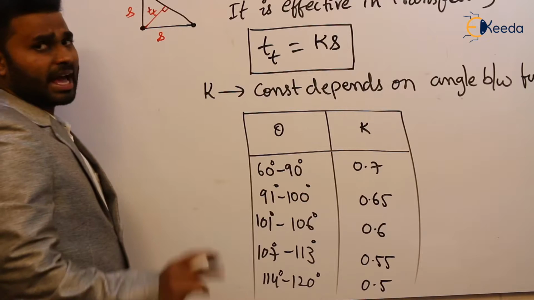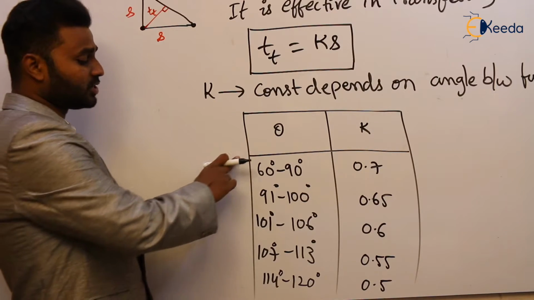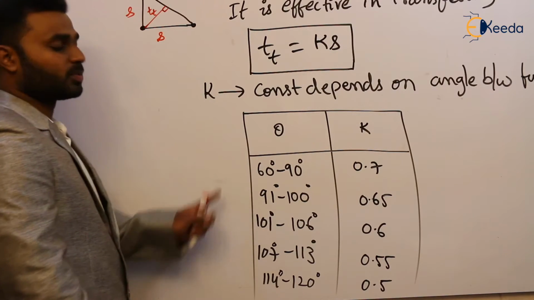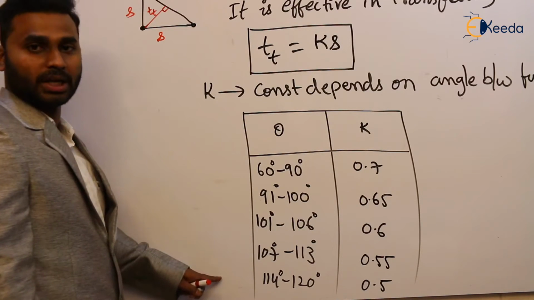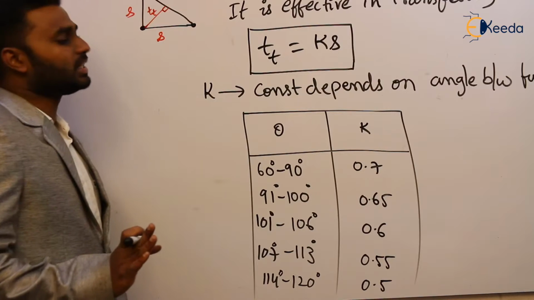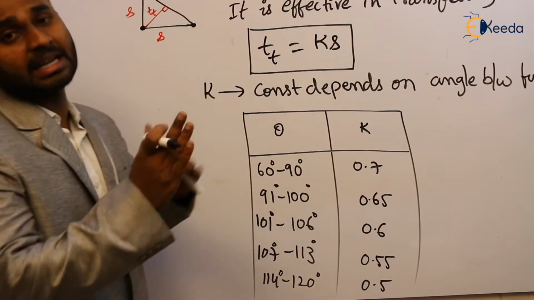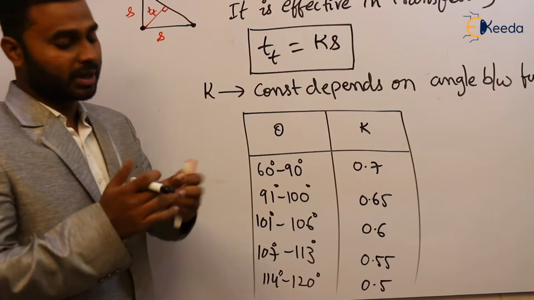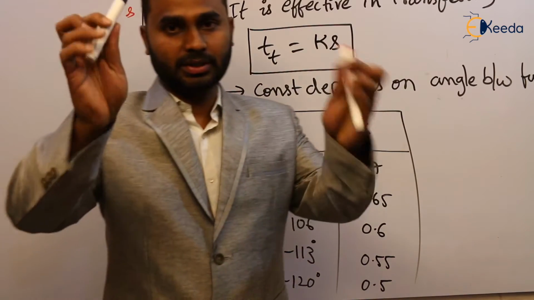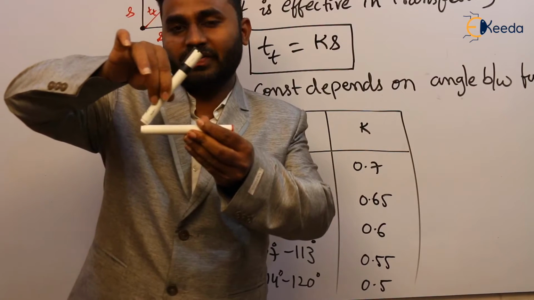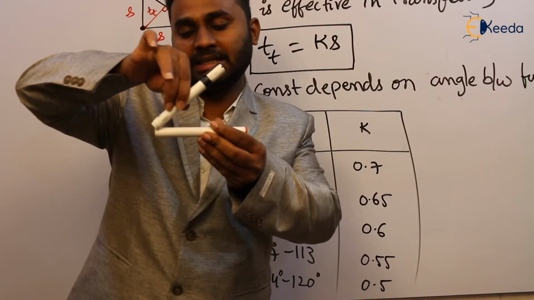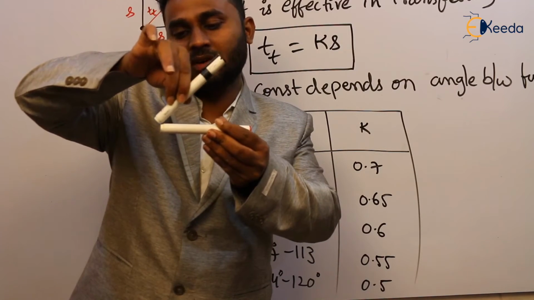If you observe, the angle between fusion phases should lie between 60 to 120. Then only the weld can be done. See, what happens if the angle is less than 60? Assume that these two are the members. This is a 90 degree angle, and we are reducing the angle. If the angle is less than 60 degrees, then what happens?